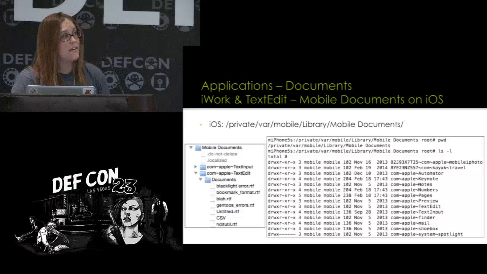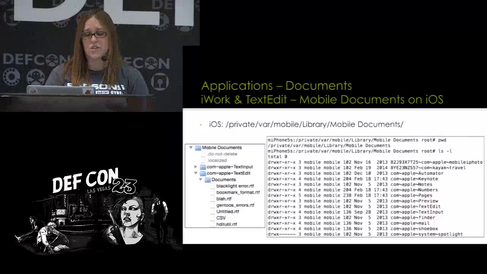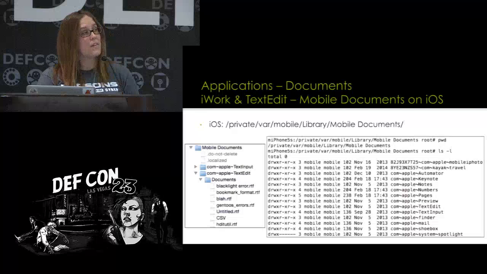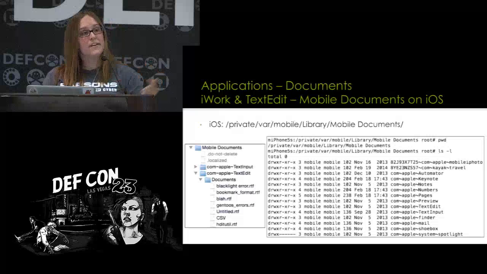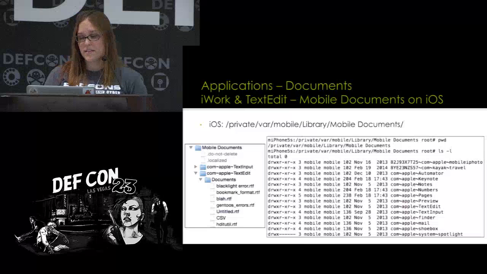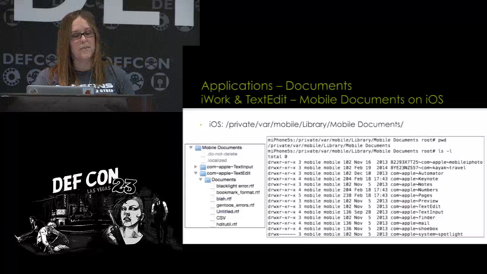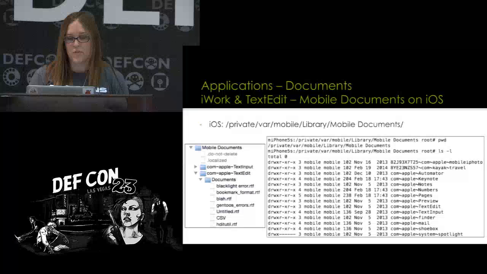On iOS, it follows the same sort of file structure. Under private/var/mobile/Library, you have that Mobile Documents directory. And that's going to look very similar to what we saw on OS X: com~apple~TextEdit or whatever other app you might have.